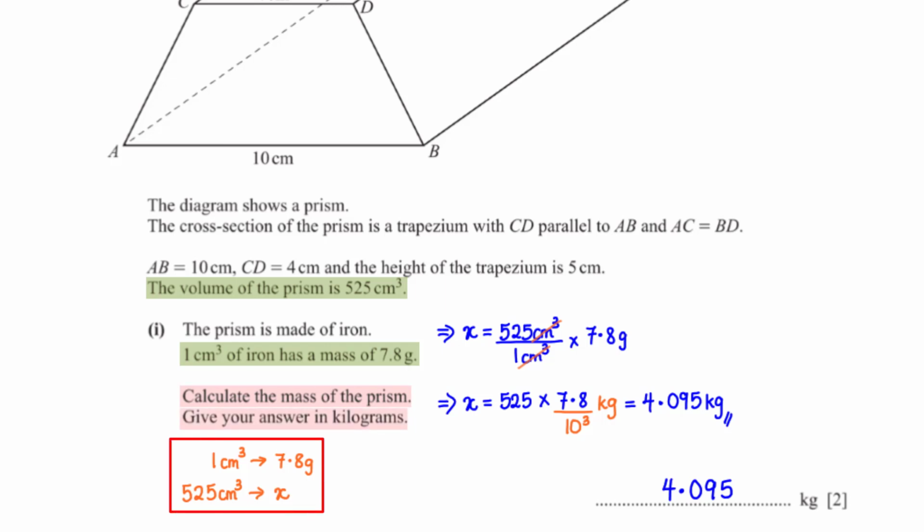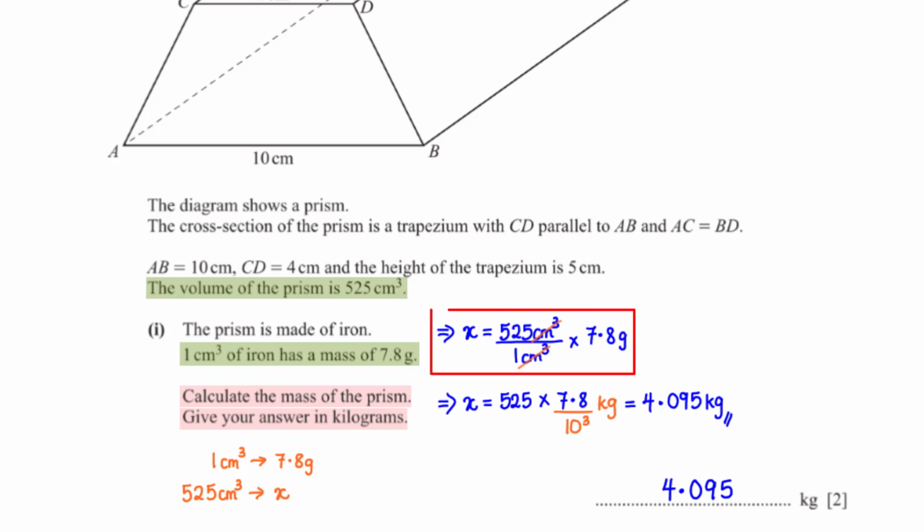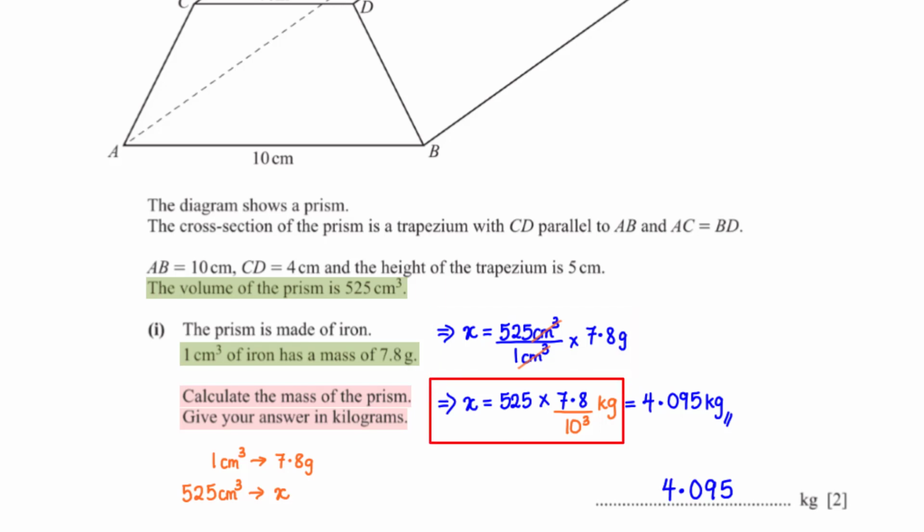If 1 cm cubed has a mass of 7.8 grams, then what would be the mass when the volume is 525 cm cubed? This is what we are calling x. From this setup, when we cross multiply and make x the subject, this is what we get. We want our final answer to be in kilograms, so we divide 7.8 by 1000. When we type this into the calculator, we get 4.095 kilograms.